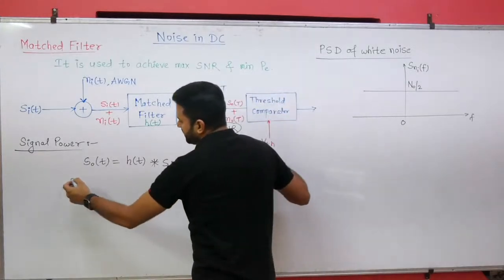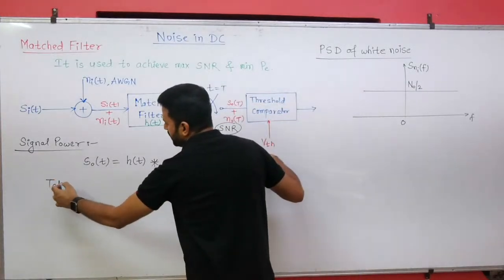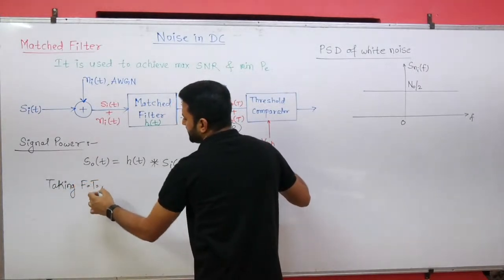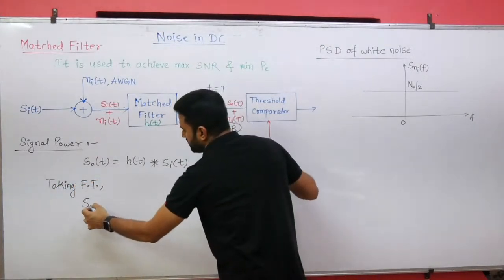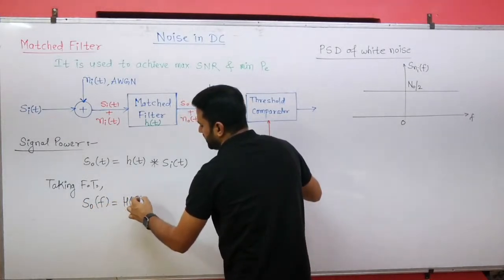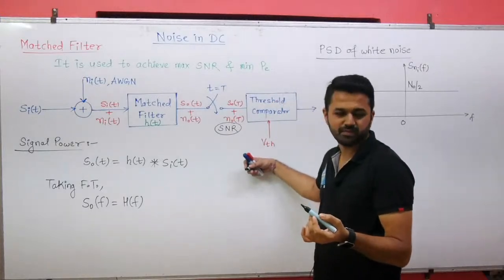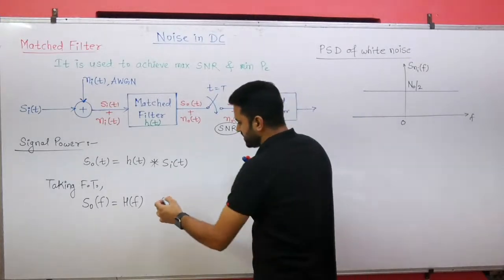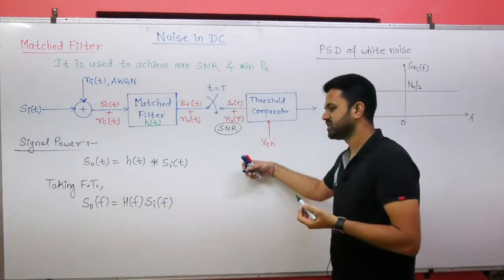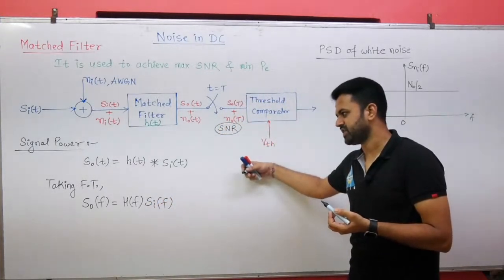Now if I take the Fourier transform, what will we get? Taking the Fourier transform, the convolution will be converted into multiplication. So S naught of f is equal to H of f into S i of f.